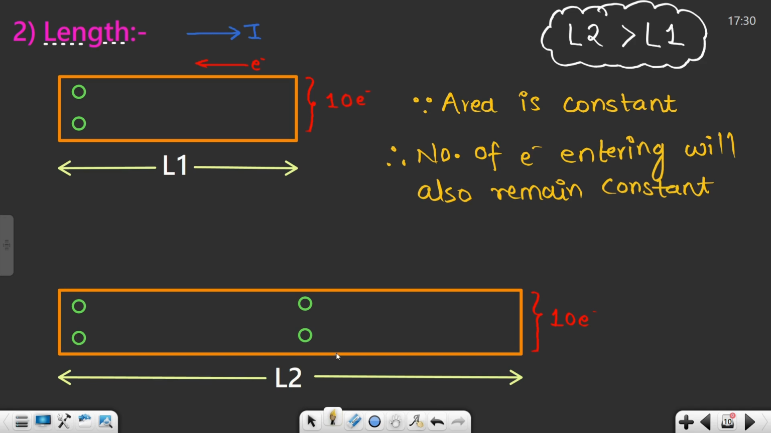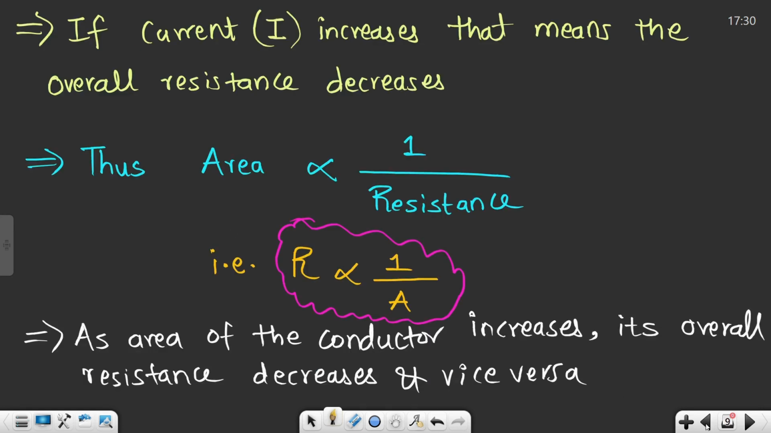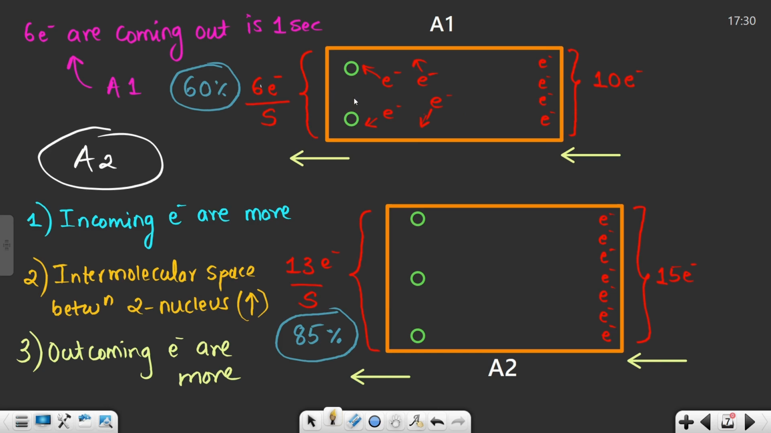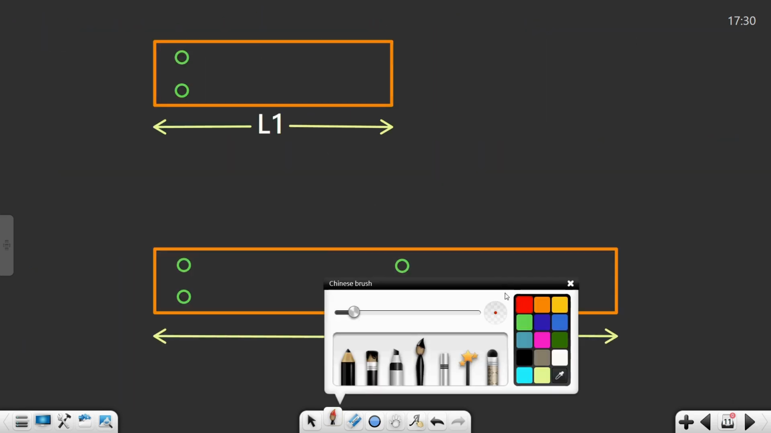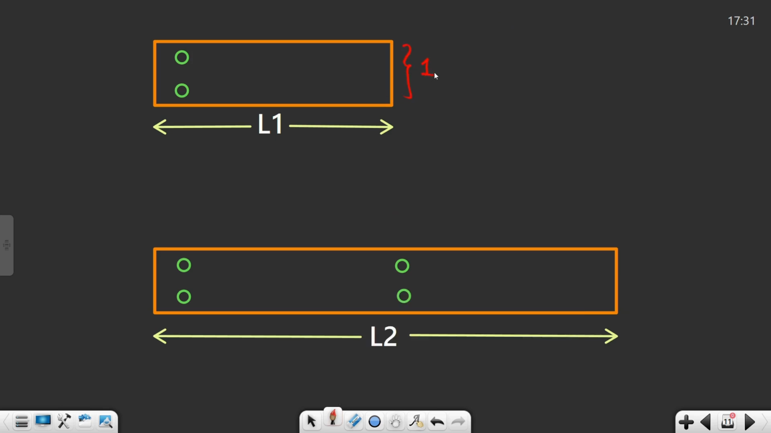Okay, now just try to think what will happen. Again the same thing that we saw over here. If 10 electrons are coming, out of 10 only 6 electrons were able to come over here. So almost the same thing will repeat for this particular scenario. Let's say the incoming electrons are 10, so there are 10 electrons that are coming. Out of those 10, let's say only 6 electrons are able to move out. Okay, 6 electrons per second are able to come out of this particular conductor, because obviously the 4 electrons will come in the next second.